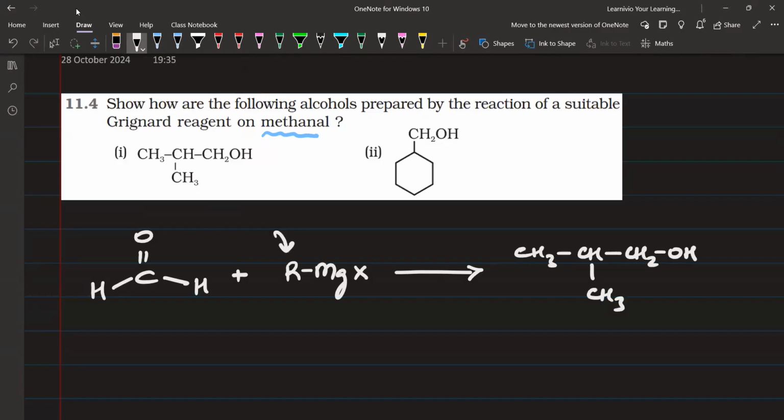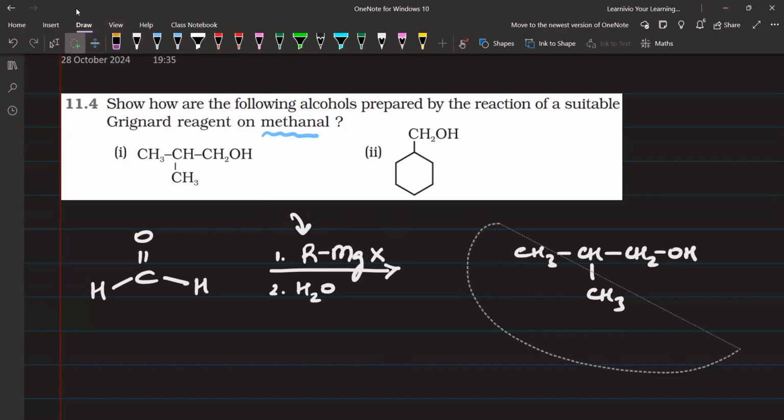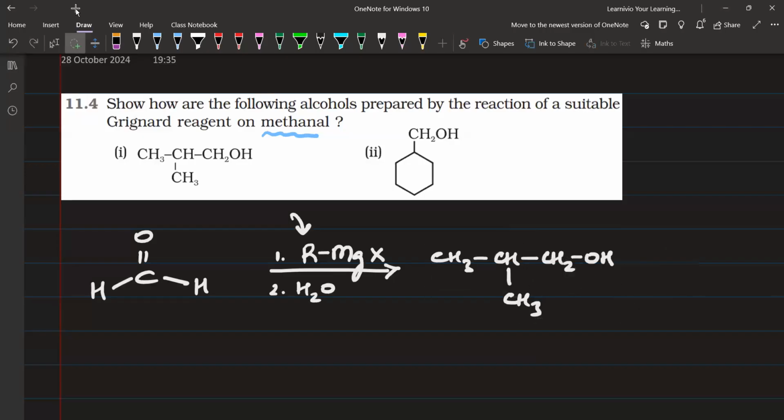Okay. So they are asking what is this R. Let's do the whole thing properly. In the first step, RMgX, and the second step what? I hope you guys remember this. So they are asking what is this R so that we get this molecule. The best idea here is to look carefully.